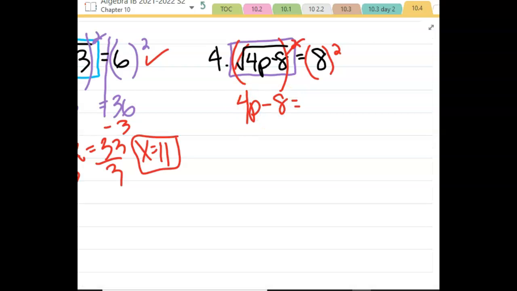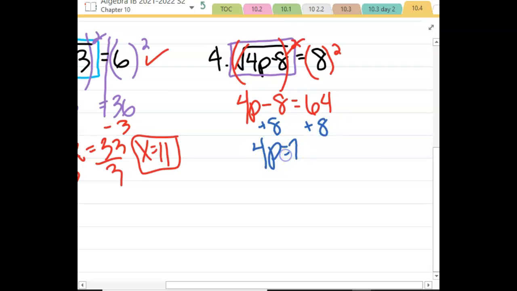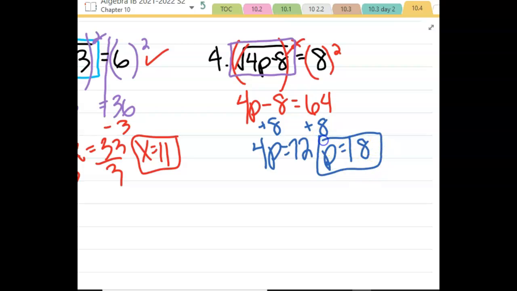Now on the right-hand side, you are taking 8 squared because there's no square root to get rid of over there. So 8 squared would give me 64. And then to solve my two-step equation, add 8. So 4p equals 72, which means p equals 18. Double check, plug it back in. 4 times 18 is 72. 72 minus 8 is 64. The square root of 64 gives me 8.